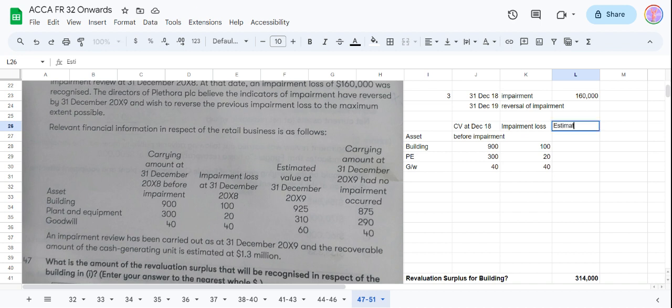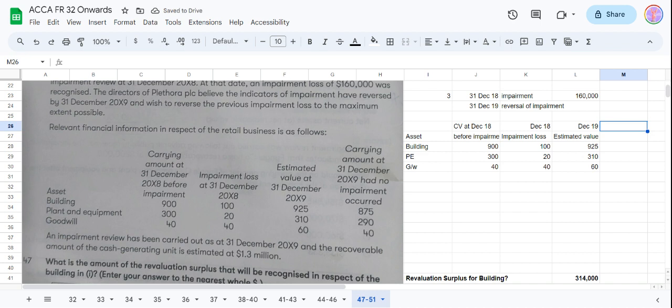They have this estimated value on which date? This is the same thing. This is December 18. They had this impairment, and now the estimated value is December 19. On the reporting date it became 925. It is 310, and it is 60.